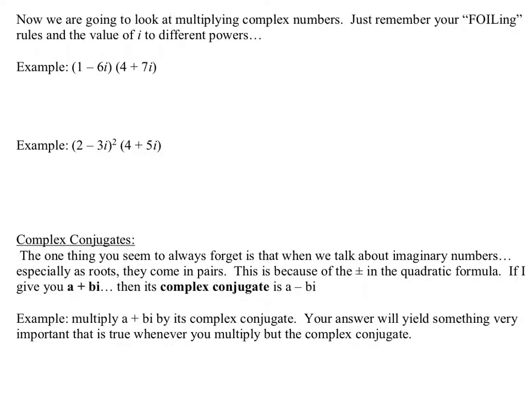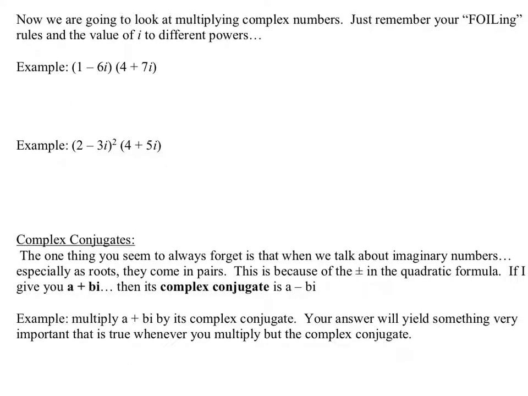Okay, now we're going to look at multiplication of complex numbers. Just remember your foiling rules and the value of i to different powers. We're going to use those things we just learned in order to multiply two complex numbers together. We're going to use the same thing we use when we multiply two binomials together for quadratics, for example, and we're trying to get the standard form. This is kind of the same process, so we're going to just FOIL this.